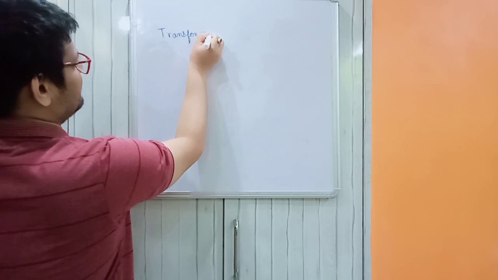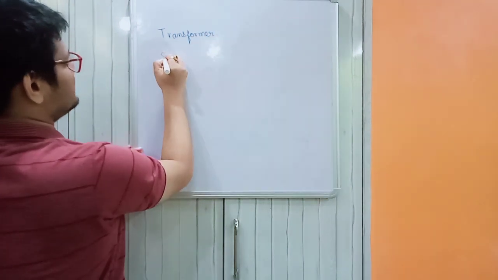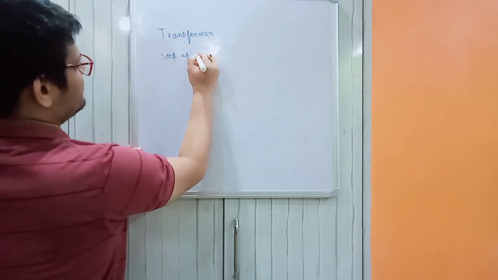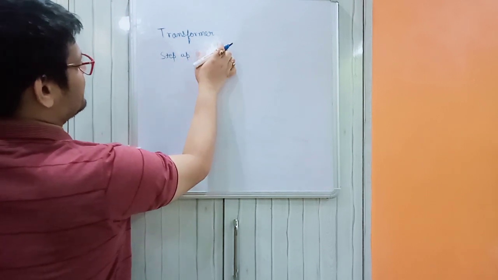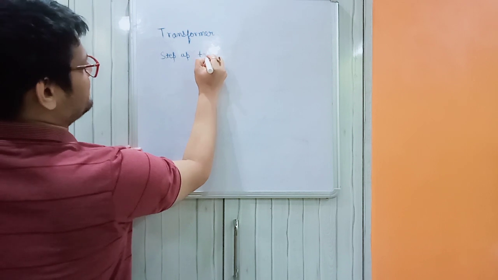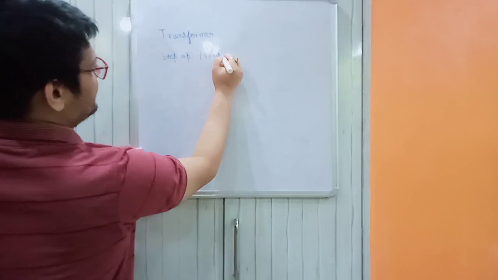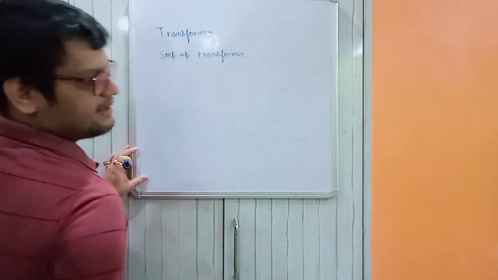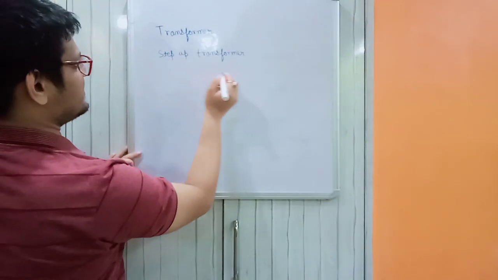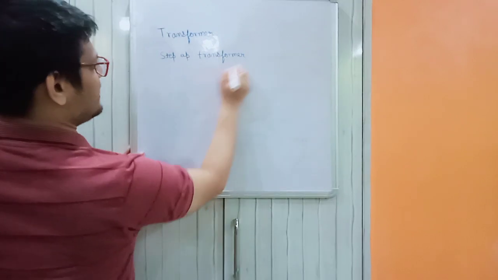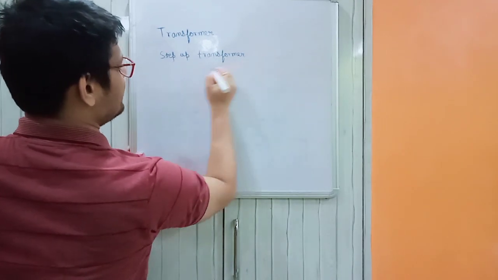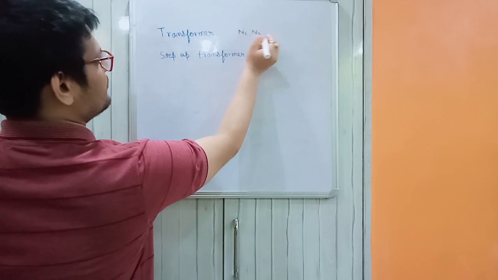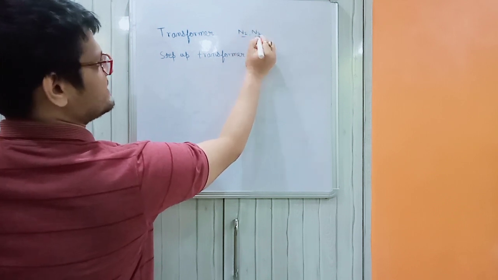A transformer is a static device. There are two types: one is the step up transformer and the other is the step down transformer. There are the turns N1 and N2, and phi is the flux. N1 and N2 are the two turns in the transformer. N1 is the primary turn, N2 is the secondary turn.